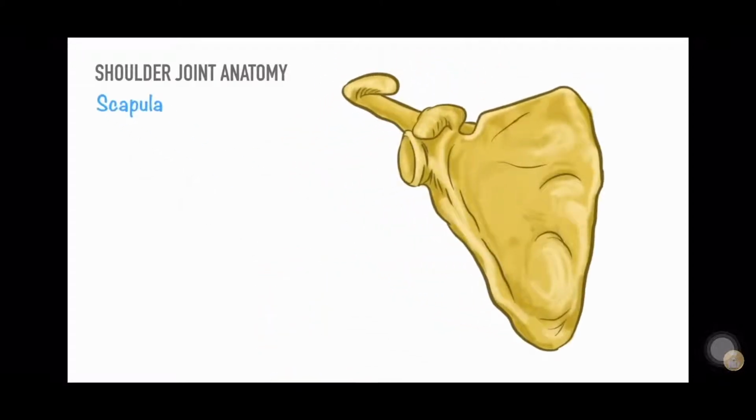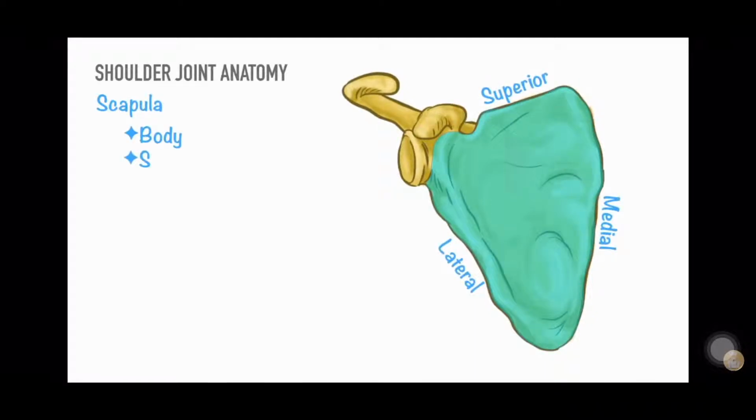The scapula has a complex structure consisting of the flat triangular body with superior, medial, and lateral borders. The scapular spine is a projection on the posterior aspect of the scapular body which terminates in the acromion. An anterior protrusion is called the coracoid process.